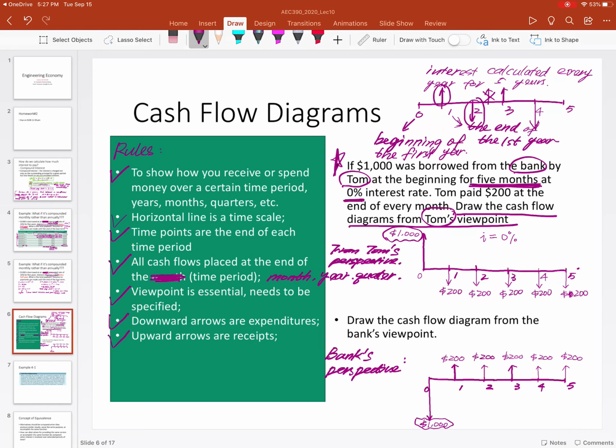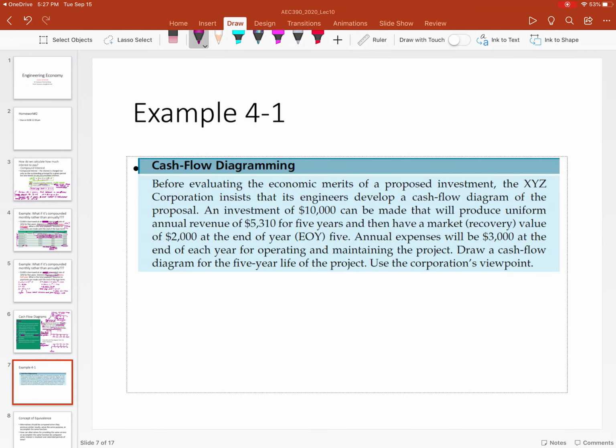I want you to just pause and then watch these slides again and then try to draw the cash flow diagram by yourself. See if you can get the same cash flow diagram as what I have. After that, let's look at another, more complicated example of the cash flow diagram.